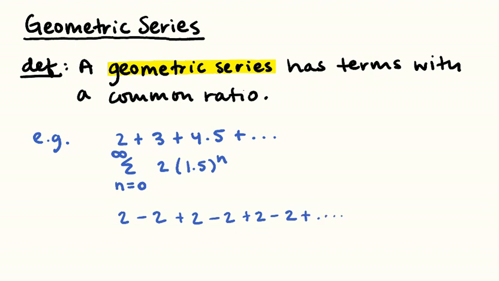Well, if you think about the nth partial sum, the first partial sum is 2, the second partial sum is 0, the third partial sum is 2, the fourth partial sum is 0. So what's happening is the nth partial sum depends on if n is even or odd. If n is odd, the partial sum is 2. If n is even, the partial sum is 0. And as n goes to infinity, there's no limit to that type of function. It just bounces back and forth.